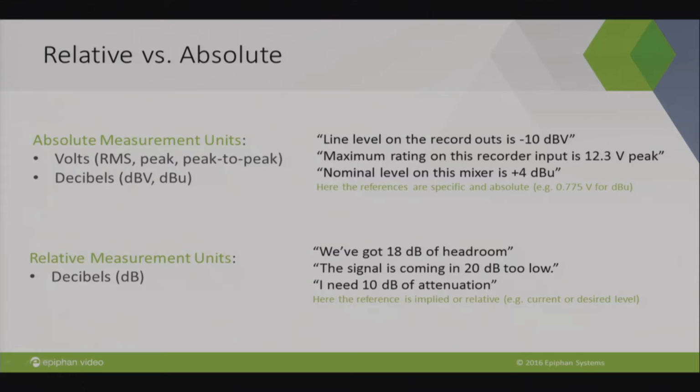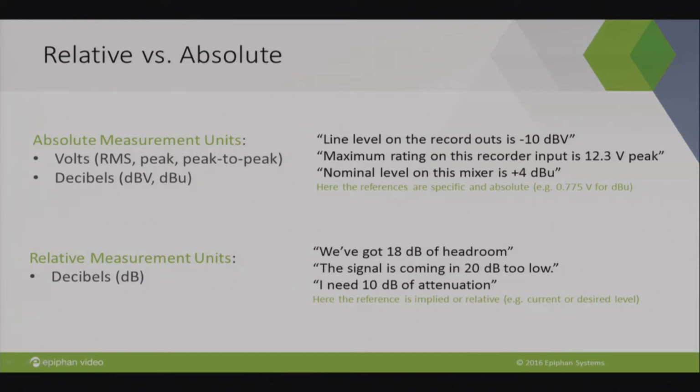Similarly, if I said the maximum rating on this recorder input is 12.3 volts peak, that's an absolute number, it's not relative to anything. Or if I say the nominal level on this mixer is plus 4 dBu, that is an absolute number that you can measure. But they also use decibels to be something that's relative.